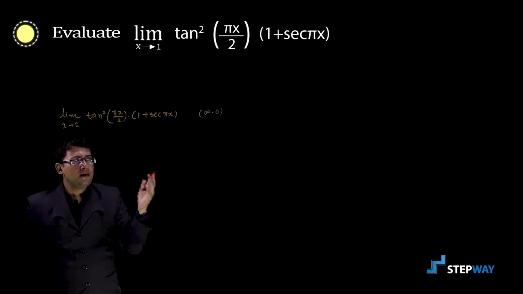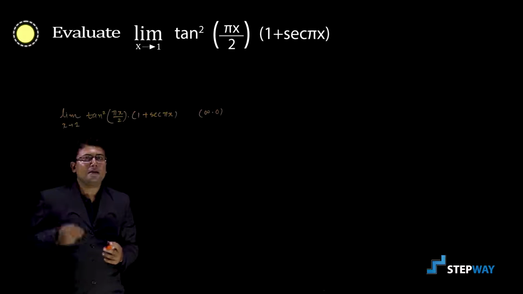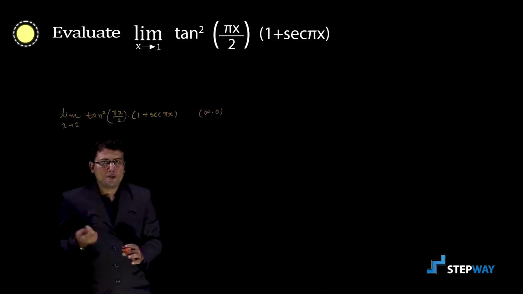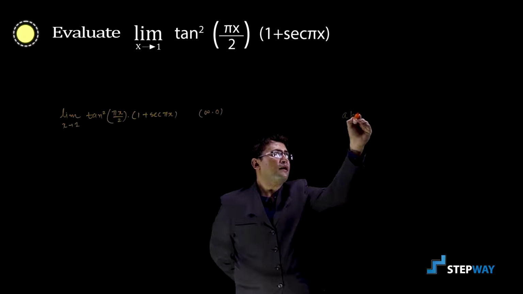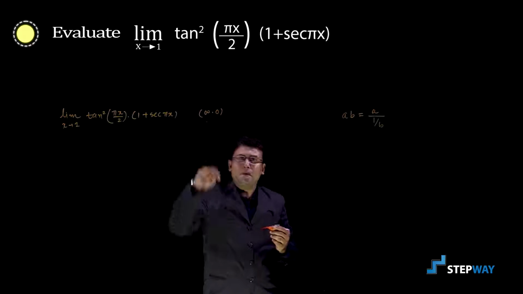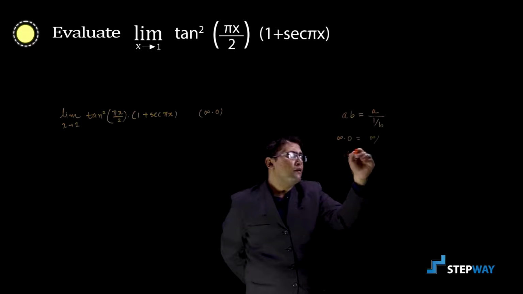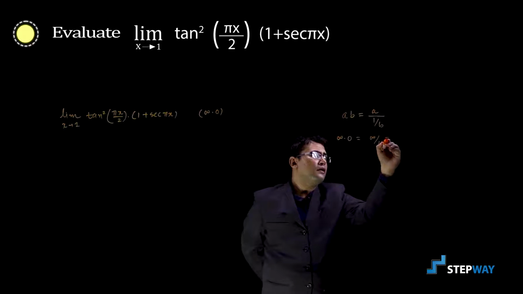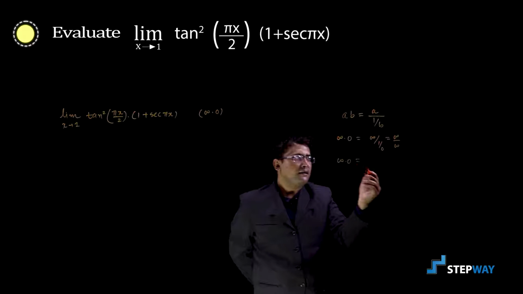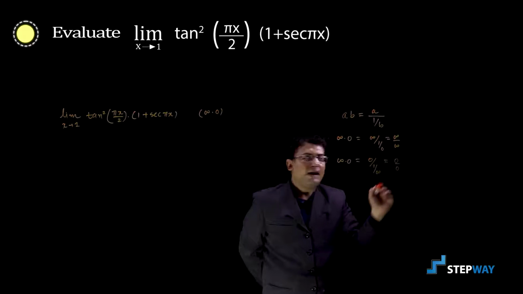To evaluate infinite into 0 form, or to evaluate this limit, we convert it into either 0 by 0 form or infinite by infinite form. We know that AB can be written as A divided by 1 upon B. Similarly, infinite into 0 can be written as infinite divided by 1 upon 0, which gives infinite upon infinite. Or infinite into 0 can be written as 0 upon 1 upon infinite, which gives 0 by 0.